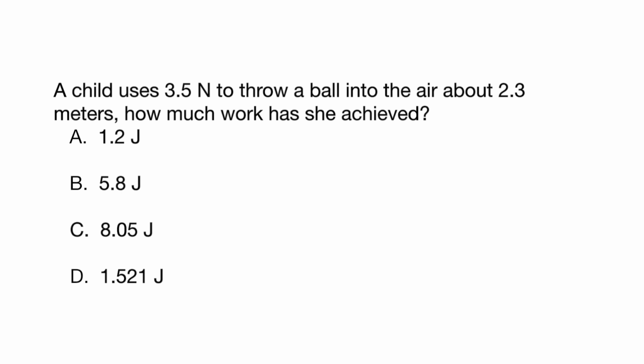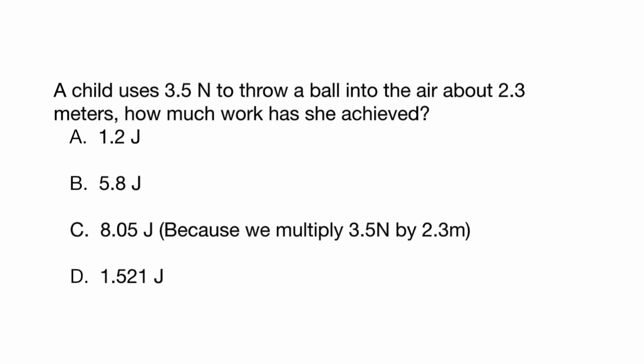Let's try another one. A child uses 3.5 newtons to throw a ball into the air about 2.3 meters. How much work has she achieved? The answer is C, 8.05 joules. Again, we only have to multiply 3.5 newtons by 2.3 meters.